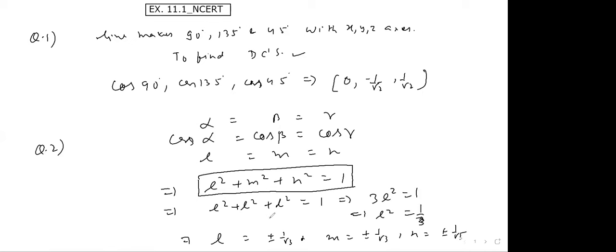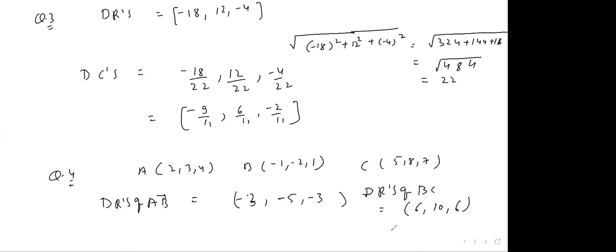So L, M, N are equal. So this will be 3L square equals 1, and L is plus minus 1 over root 3. M equals plus minus 1 over root 3. N equals plus minus 1 over root 3.